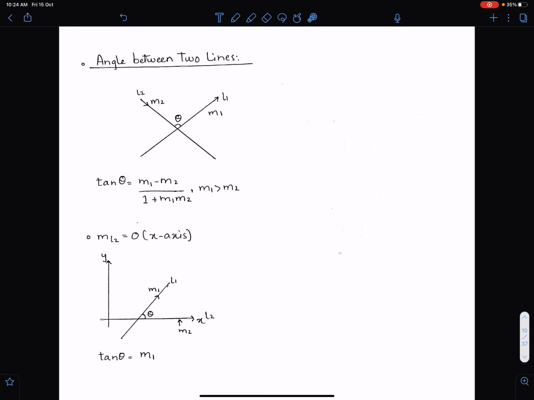What if we need the angle between a line and the x-axis? Given a line and the x-axis, since the gradient of the x-axis is 0, when we substitute m2 equals 0 into this formula, we will get this formula. So if we need the angle between a line and the x-axis, then you should use this formula. You can also use the previous formula, but you can use this formula to make the calculation simple and fast.